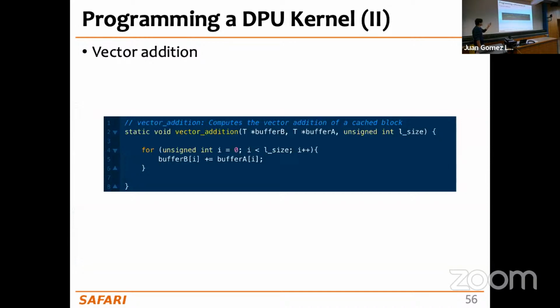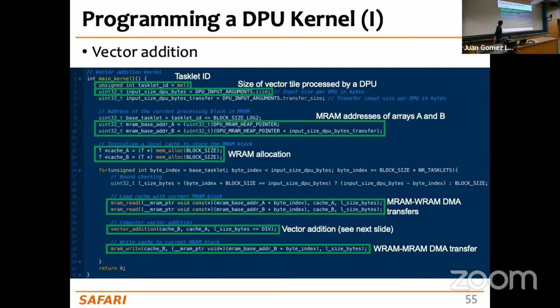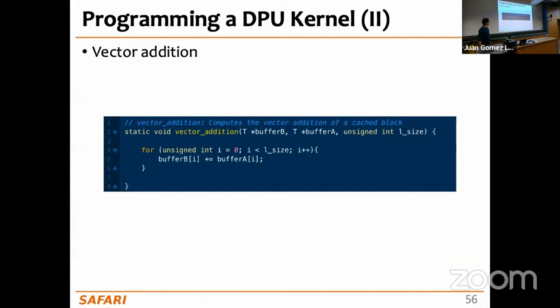Okay, vector addition, this is the external function that computes on this buffer B and buffer A. Don't get confused with the buffer B and buffer A that we had in the host. Now this buffer B and buffer A are just these cache B and cache A. So that is the function that we are calling here. As you see, it's just sequential code because this is executed by a single tasklet. Every tasklet will be doing the same on its corresponding chunk of A and B, computing the element-wise addition.